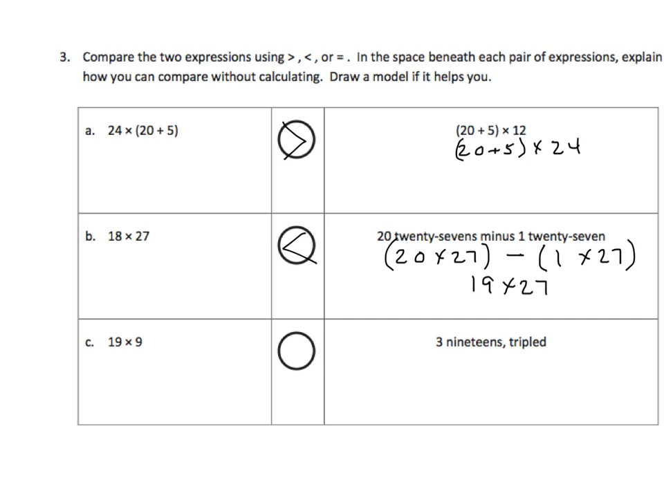Now, let's look at the third one. I have 19 times 9, and I have 3 19s tripled. Well, let's take a look. We are multiplying by 19 here, aren't we? And 3 19s means that we're multiplying by 19, 3 times 19. Then we're going to take that and triple it. I'm going to draw a little diagram here. I'm going to take my 19 tape diagram and partition it into 9 parts. One, two, three, four, five, six, seven, eight, nine. I have 19. I'm not going to write that each time here, but we know that they're all equal to 19. Here I have 3 19s.